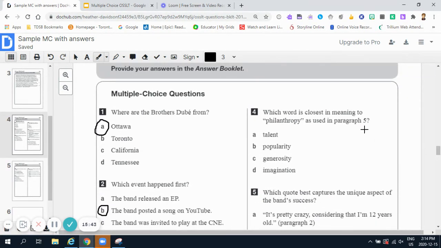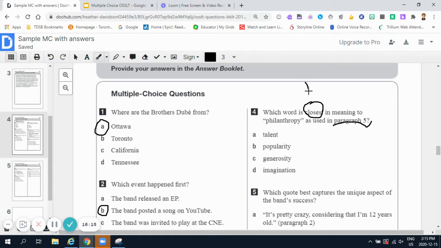Number 4, which word is closest in meaning to philanthropy as used in paragraph 5? So a couple of things about this. It does tell us where to find that word. I already circled it because I knew from reading the questions beforehand that that was going to matter. But it does give you these clues, so go back and read it in the context of the paragraph, because even if you don't know this meaning, this is one of those background knowledge questions, but even if you don't know it, you can get it by doing these multiple choice strategies.